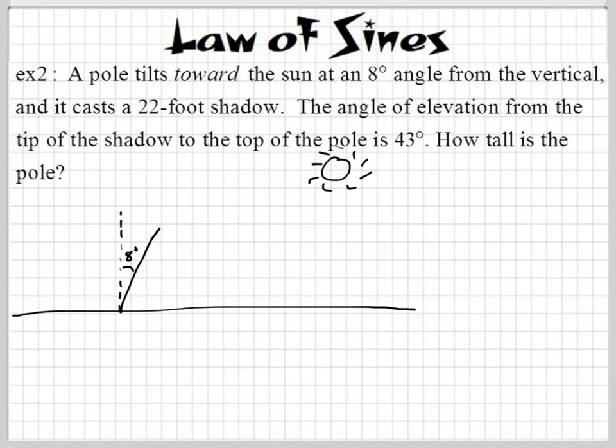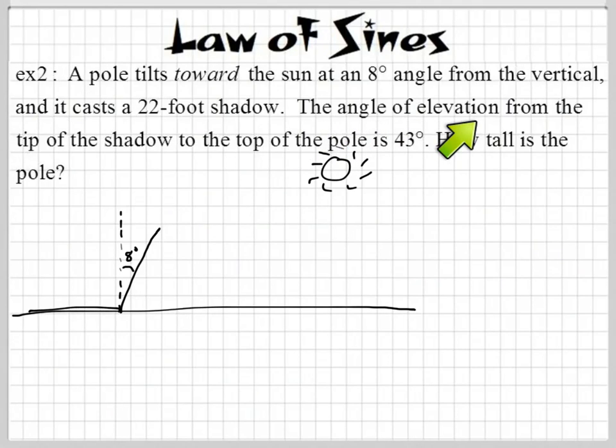Does that make sense? Okay, and then it says it casts a shadow 22 feet. Okay, so it casts a 22-foot shadow. Which way is my shadow going? This way? No, because that's where the sun is. This way. Okay, and then it says the angle of elevation.